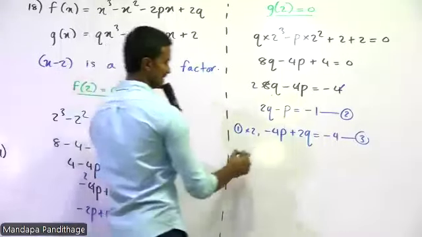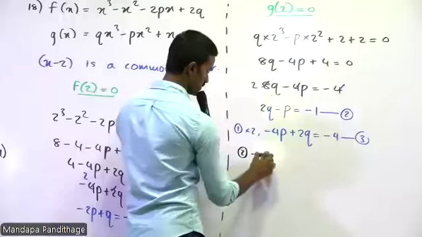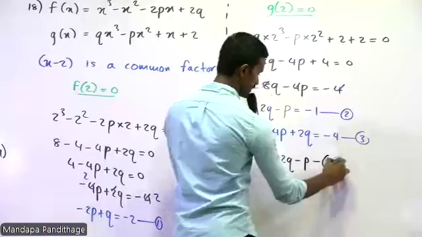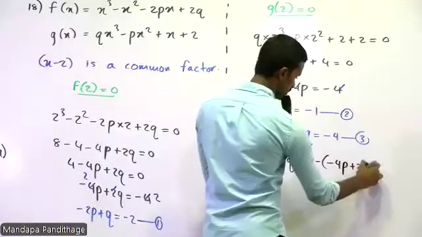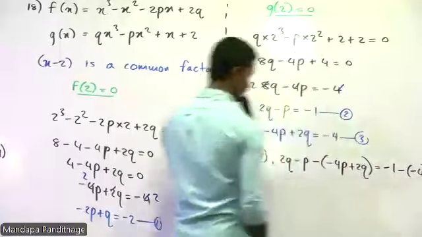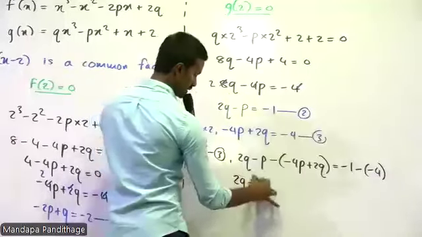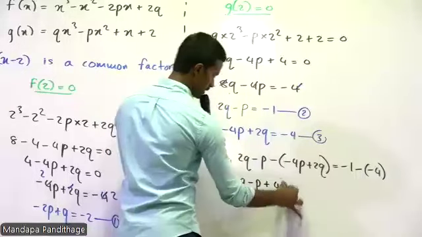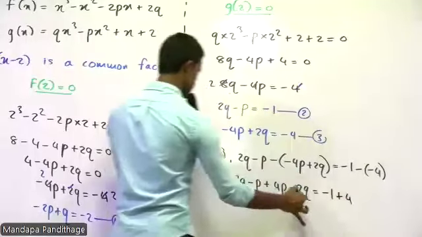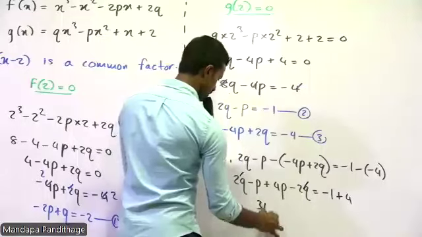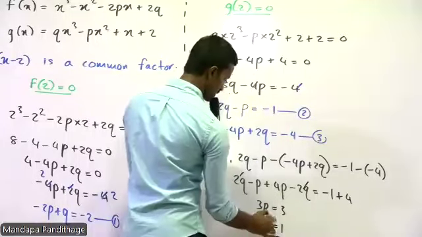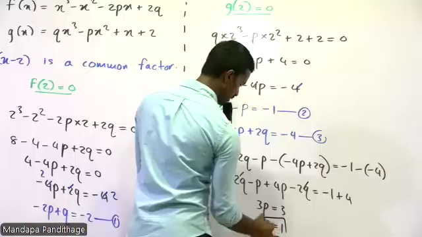I'll go with 2 minus 3 because then you can see 2q cancel off. 2q minus p minus minus 4p plus 2q is equal to minus 1 minus minus 4, which gives you minus p plus 4p minus 2q. These two cancel off. 3p is equal to 3 and p is equal to 1. So I get one answer that p is equal to 1.